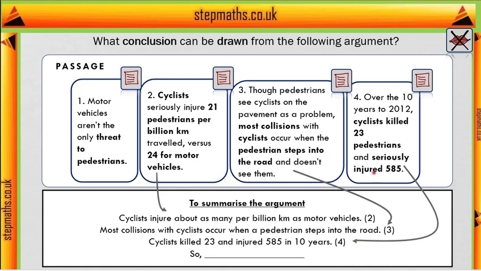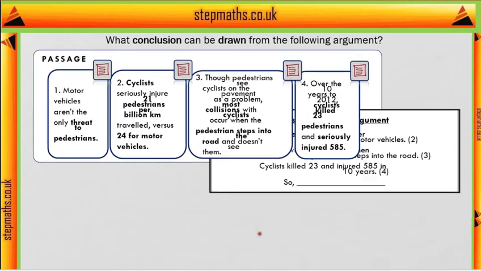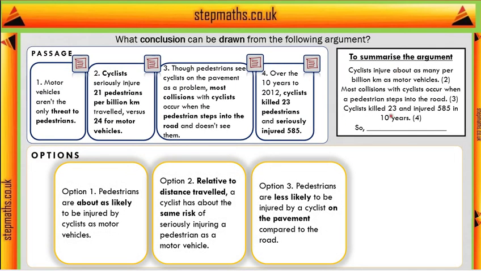Actually, we'll see there's several options, and it could be more than one as a conclusion that can be drawn. So it's not necessarily that all this data forms a single cohesive argument. It might be that we draw one of the options as a conclusion from some part of the information and another from another part. So let's just have a look at the options one by one and see how they relate to all of this data. So first let's look at option 1. That says pedestrians are about as likely to be injured by cyclists as by motor cars or motor vehicles.